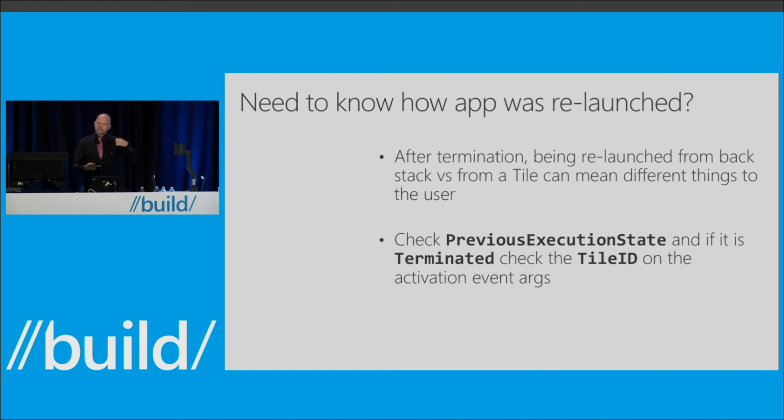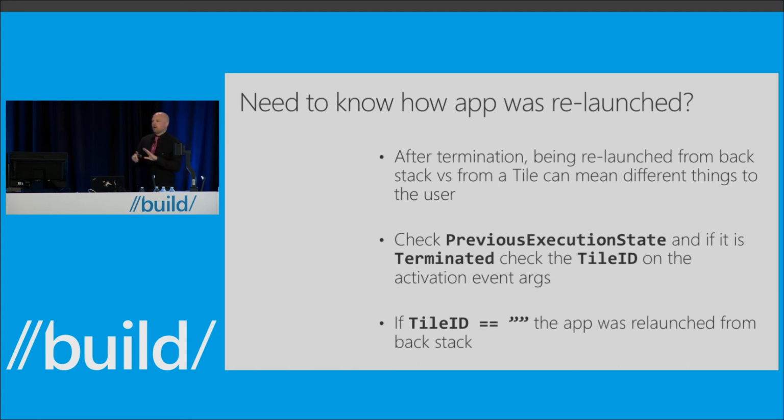Well, we now can do this, because on terminated, when you come back and see that you have been terminated before, you can check the tile ID, and it's now an empty string if you come from a back navigation or a switch. So this is your way of saying, the user said that I returned by a navigation, I did not return by a launch. And of course, if you return via a live tile or main tile or secondary tile, that tile ID would be populated as with any other launch.